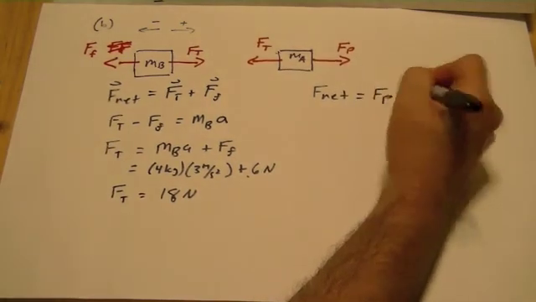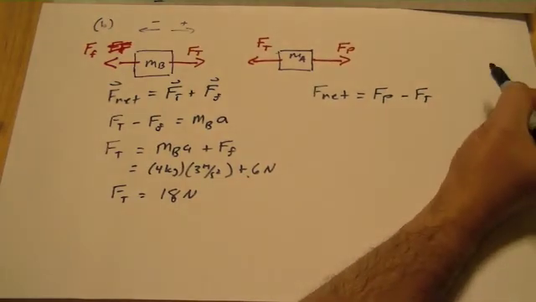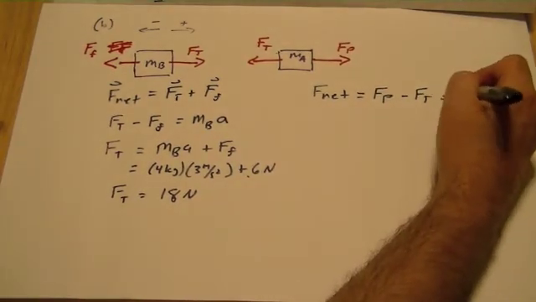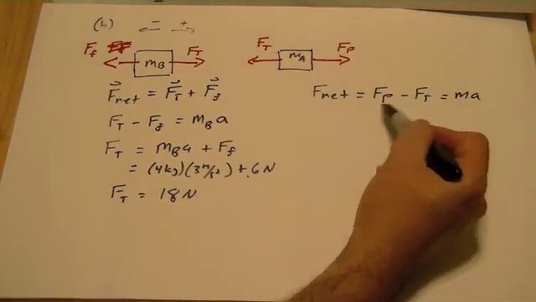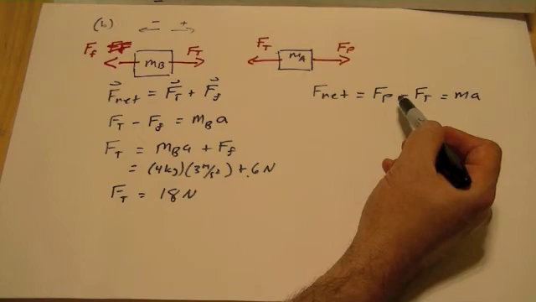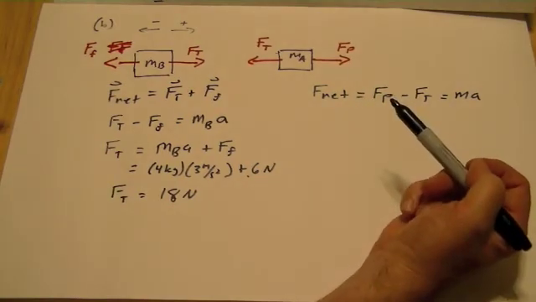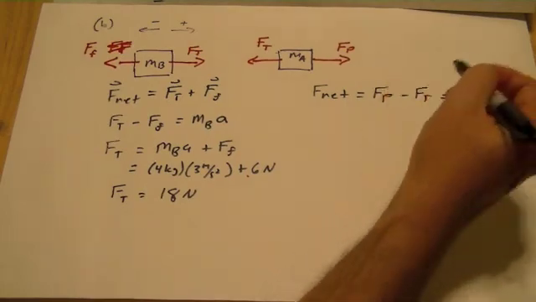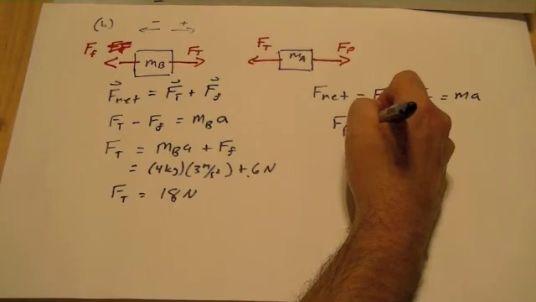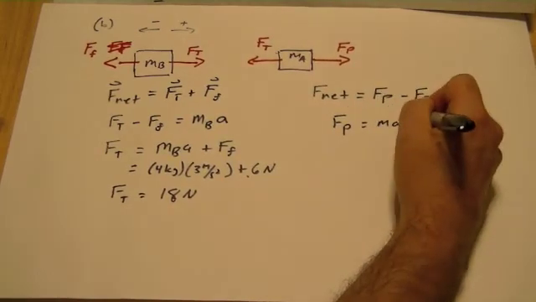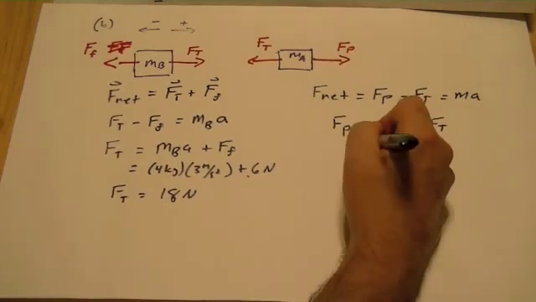I have the pulling force, which is in the positive direction, minus the tension, which is in the negative direction, and that has to be equal to mass times acceleration. Now again, note, there's no friction acting on block A in the way the problem was worded, so I have no friction force in this equation. So let's just solve for the pulling force now. I get that Fp equals mass times acceleration plus F tension.